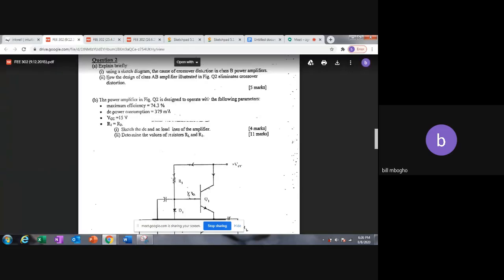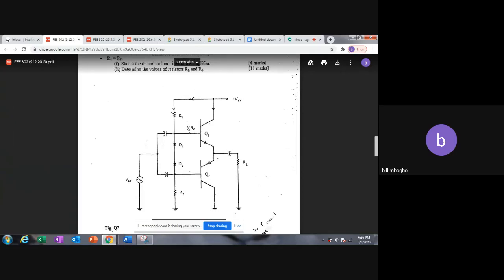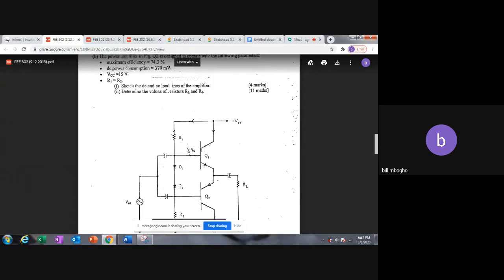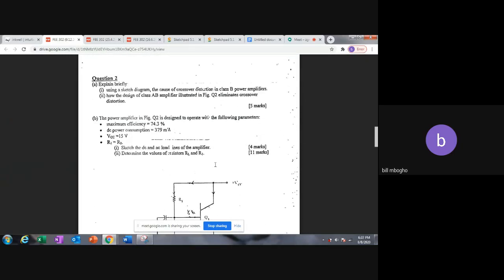The next one was how the design of class AB eliminates it. The design of class AB eliminates it because there are biasing resistors. So the biasing resistors ensure that the transistors are on for values below the 0.7. So that's why the class AB solves that problem.